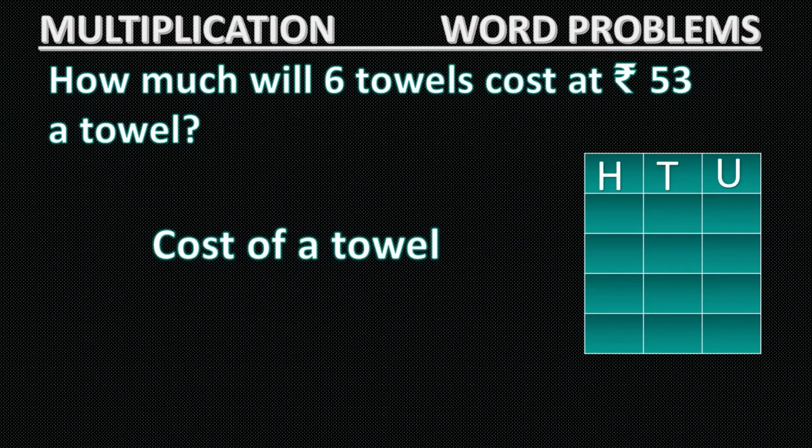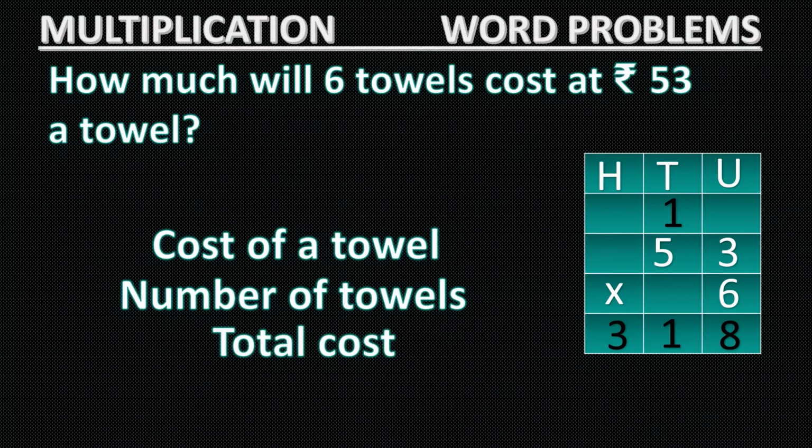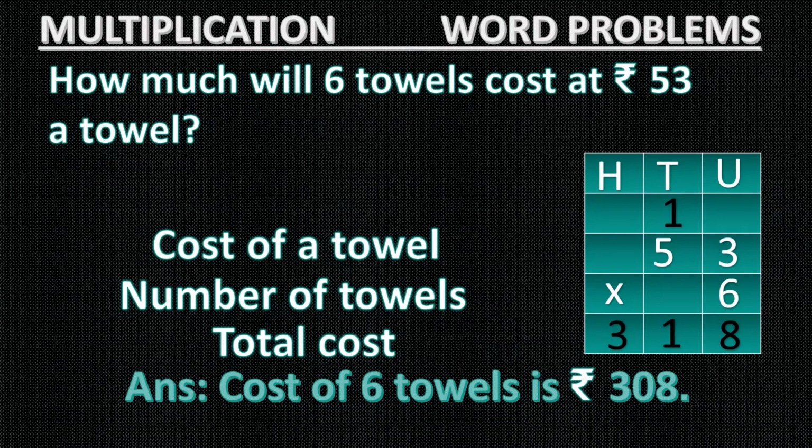First statement will be cost of a towel 53. Number of towels 6. Multiplication sign. Multiply the units place numbers first. 6 3s are 18. Write 8 in units place, 1 in tens place. Now 6 5s are 30, 30 plus 1 is 31. Write 1 in tens place, 3 in hundreds place. Total cost. Final statement will be cost of 6 towels is rupees 308.